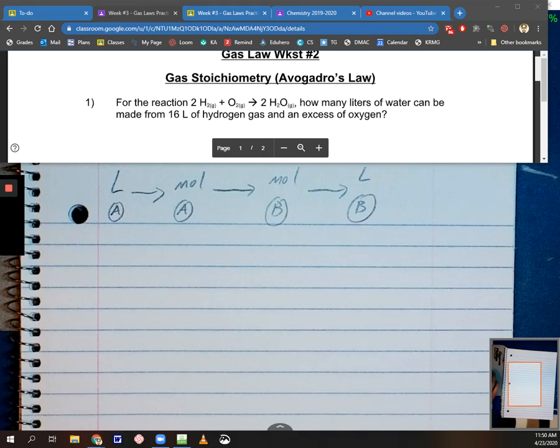I'm going to look at a few problems on Gas Laws Worksheet 2 that have been giving a lot of people a really hard time. And that would be problem number 1, problem number 3, and problem number 6.